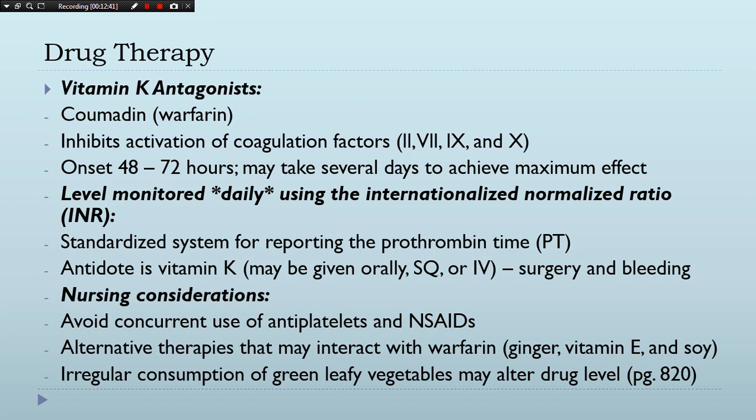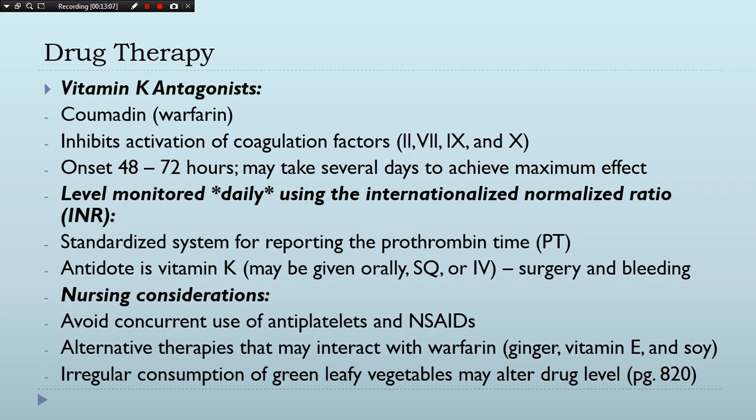The lab level that we're going to use to measure the effectiveness of Coumadin is going to be the PT-INR. The INR is noted as the International Normalized Ratio. It's a standardized system for reporting the prothrombin time. So usually when a physician orders blood work to assess Coumadin effectiveness, they're going to say PT-INR. Usually treatment is guided based on the INR level.